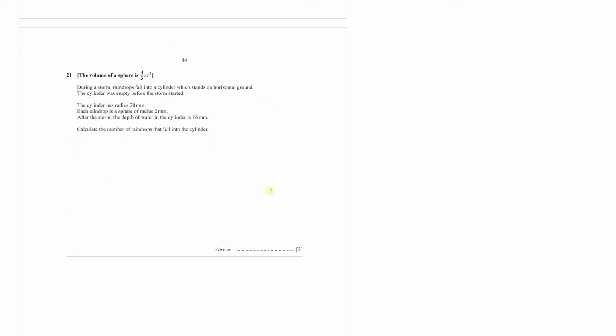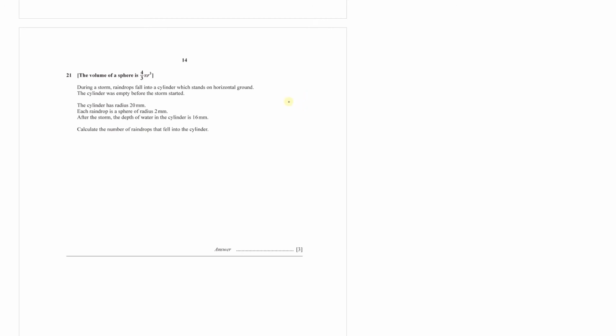So question number 21 here: the volume of a sphere is 4 by 3 pi r cube. During a storm, raindrops fall into a cylinder which stands on horizontal ground. The cylinder was empty before the storm started. The cylinder has radius 20 millimeters. Each raindrop is a sphere of radius 2 millimeters. After the storm, the depth of the water in the cylinder is 16 millimeters. Calculate the number of raindrops that fell into the cylinder.